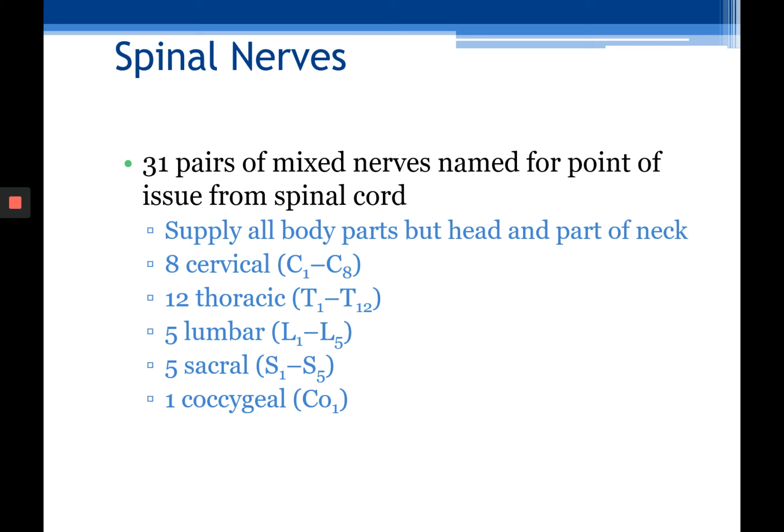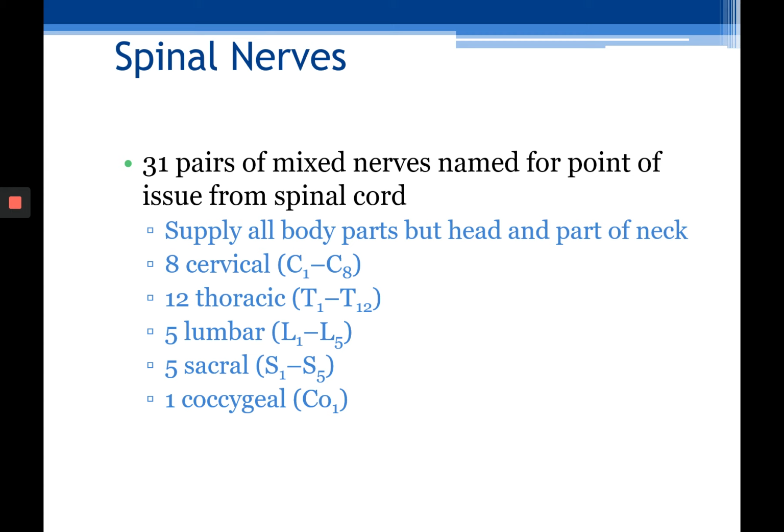Next, we'll briefly talk about the spinal nerves. You need to know there's 31 pairs of mixed nerves that are spinal nerves, named for their point of issue from the spinal cord. They supply all the body parts but the head and part of the neck. And there are 8 cervical, 12 thoracic, 5 lumbar, 5 sacral, and 1 coccygeal spinal nerve.